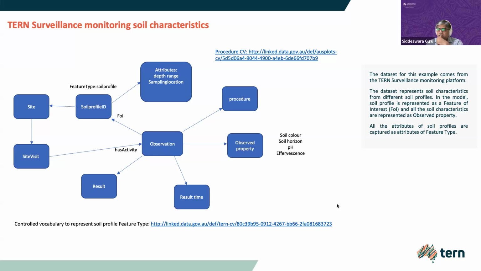For each of those, the soil profile has a vocabulary, which is in the link, and then it has a procedure for each of the observations, where you can go and look at what procedure was used. Each of these observed properties will have a URI associated with it that goes to the controlled vocabulary and describes exactly the meaning of each of those attributes.